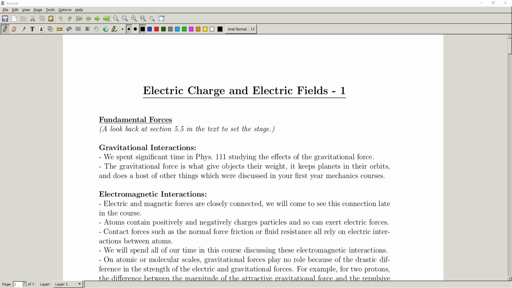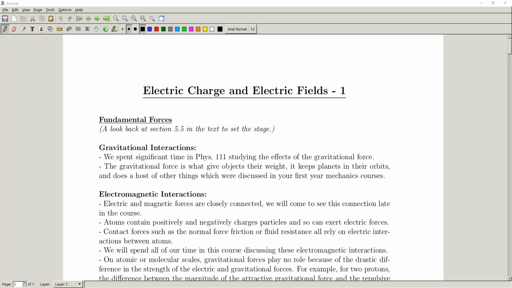Okay, this is going to be our first video in our first module of this course. This would be the first module that we're going to be doing in Physics 112, and this video is intended to map to sections 21.1 and 21.2 of the text. We're going to be talking about electric charge and electric fields here.